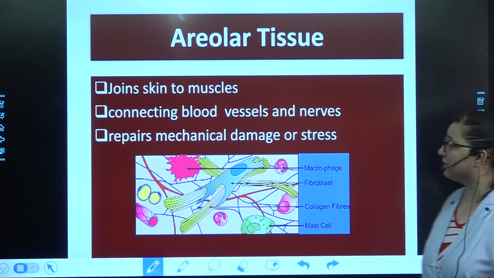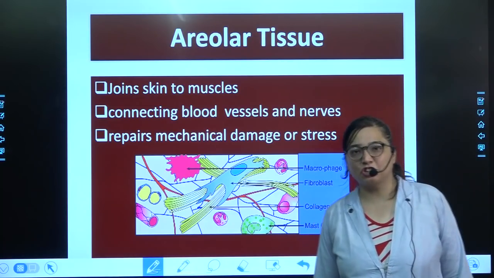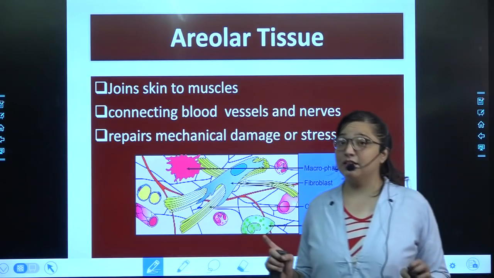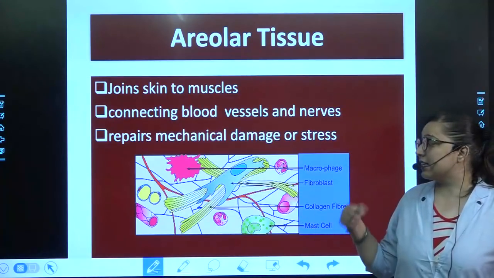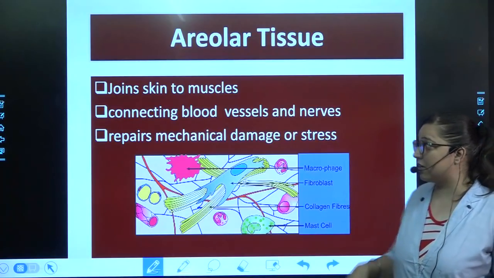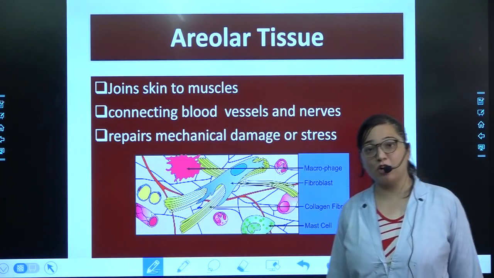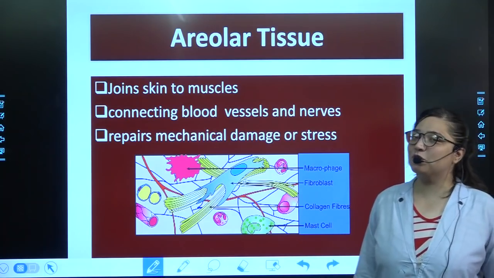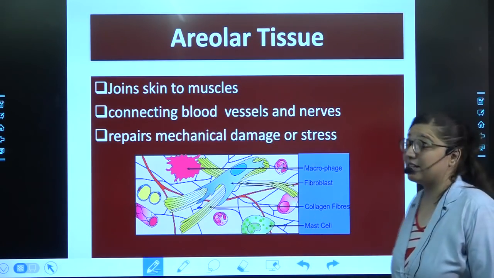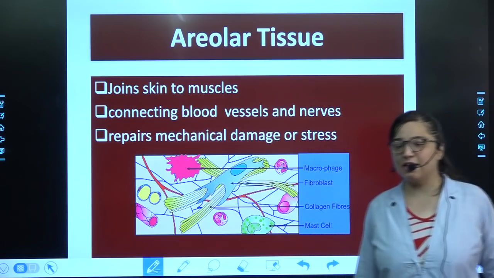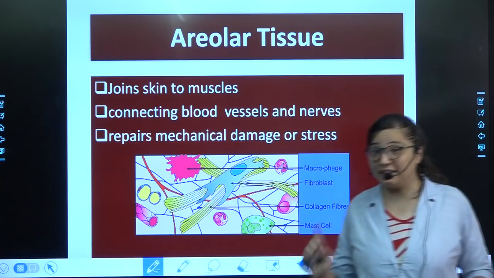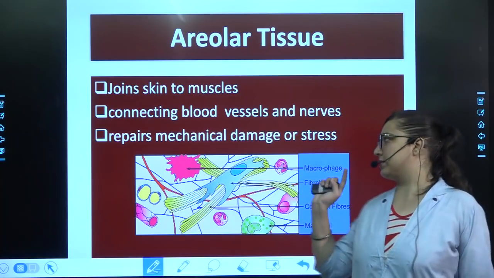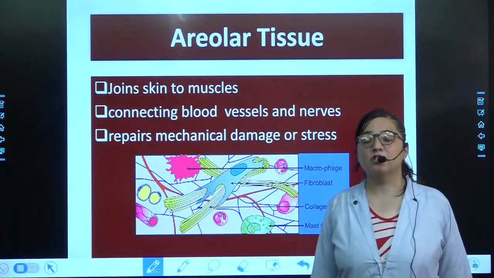Once again, the functions of areolar tissue: join skin to muscles, connect blood vessels and nerves, repair the mechanical damage or stress. We are repeating it so that you learn it.